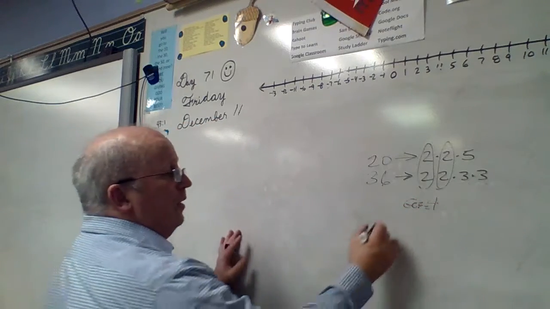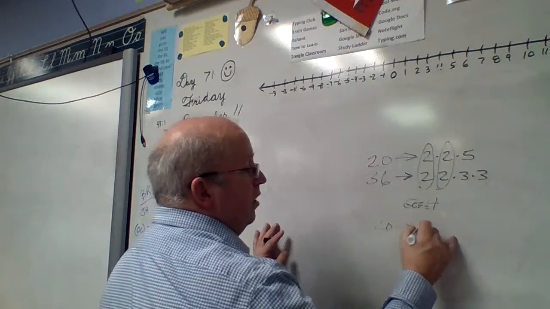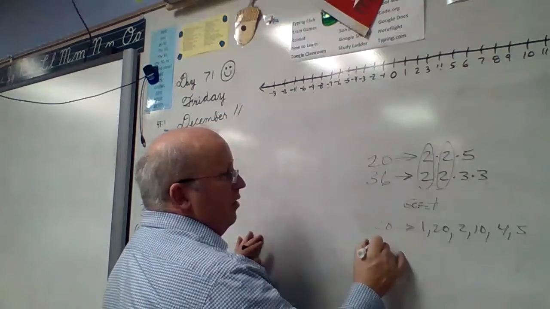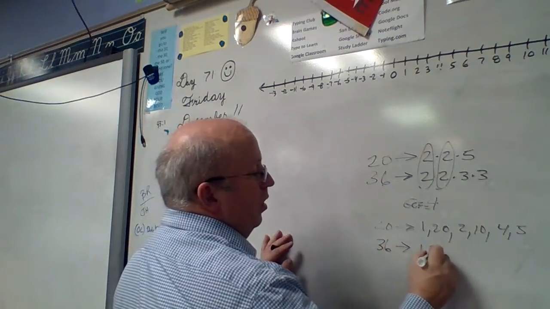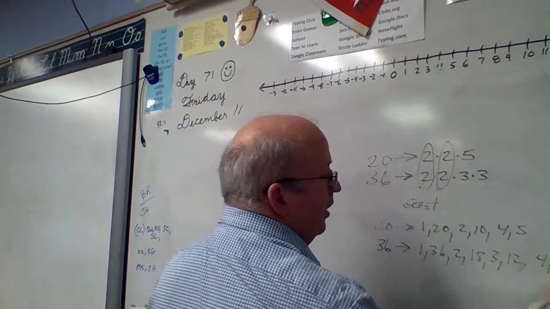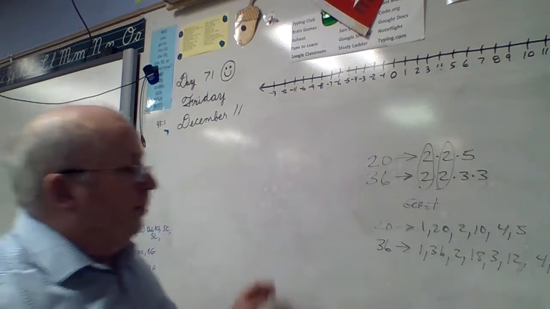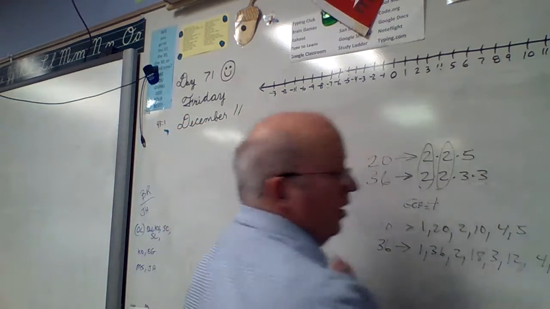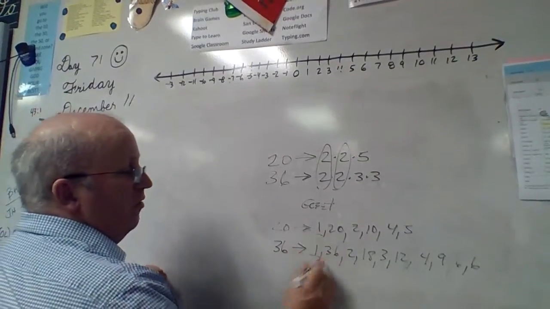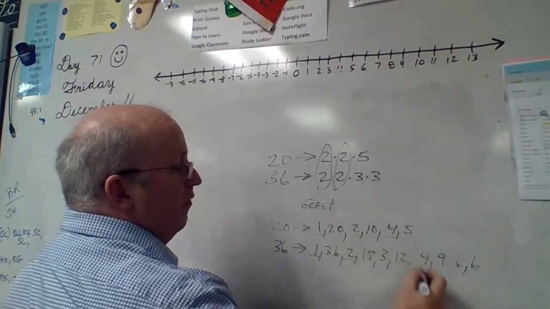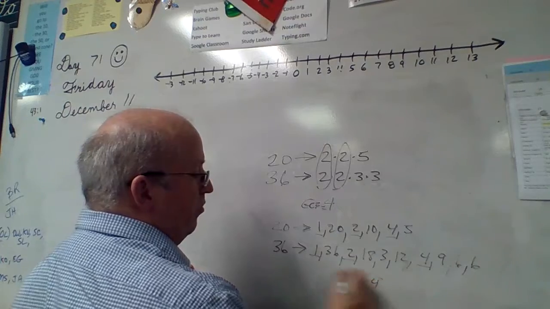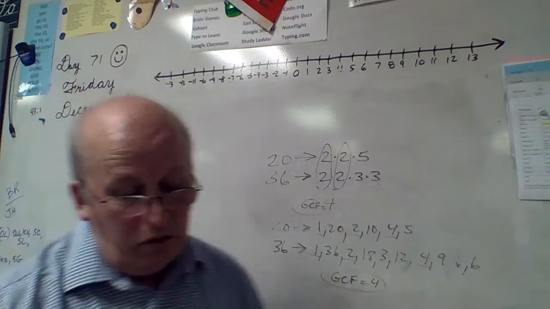The other method would be to list all the factors of 20, 1 and 20, 2 and 10, 4 and 5, and list all of the factors of 36, 1 and 36, 2 and 18, 3 and 12, 4 and 9. Whoop, almost forgot 6 and 6. And then asking myself, what's the biggest factor they have in common? They have 1's in common, they have 2's in common, they have 4's in common. Do they have anything else in common? Nope. So greatest common factor is 4, no matter which method I use.